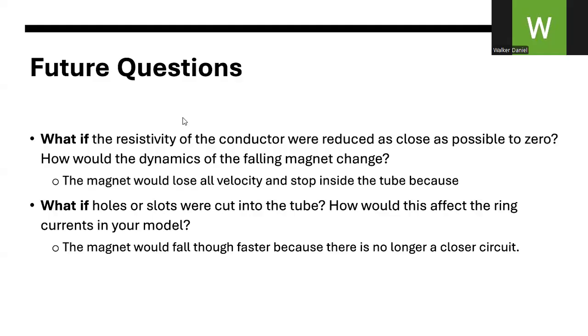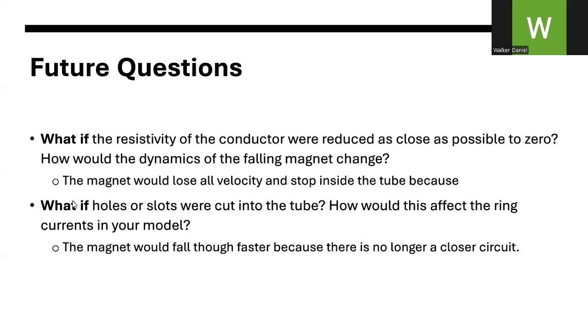Some future questions. What if the resistivity of the conductor were reduced as close as possible to zero, and how would the dynamics of the falling magnet change? Well, the magnet would lose all velocity and stop inside the tube, because the drag would start approaching infinity.